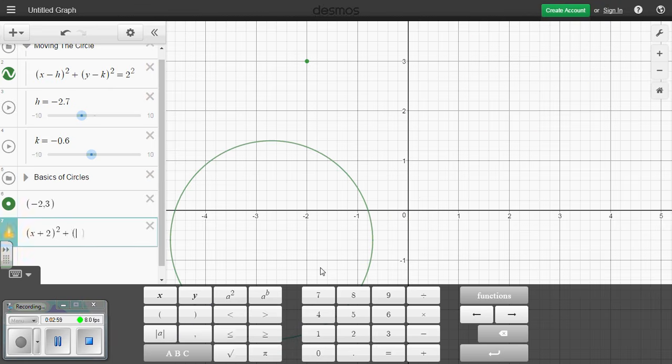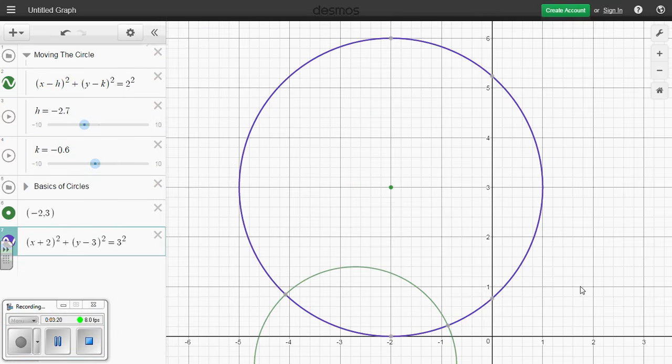Plus, start with the y. I want to have it at a +3 for my k value, right? So putting a 3 there, that's still y minus 3. We don't have to change anything. We still have to make it squared. And that equals the radius that I want. Well, let's say I don't want a radius of 2. Let's say I want a radius of 3 this time. So I put 3 squared, and there is my big old purple circle.